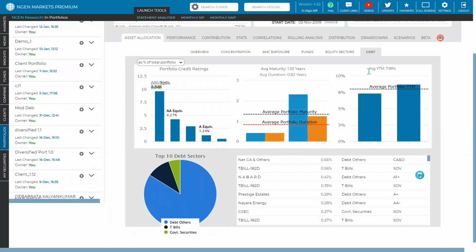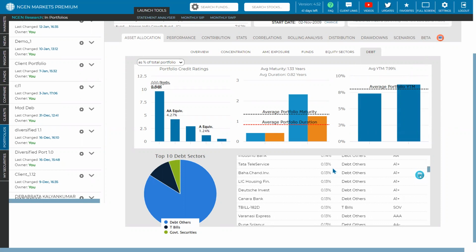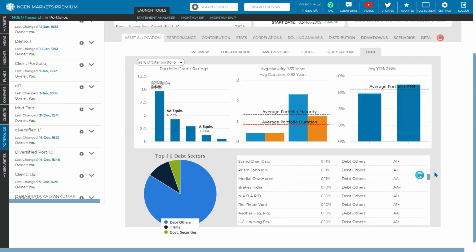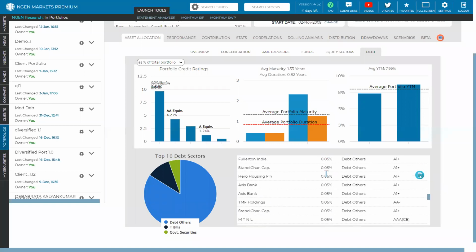Similarly, you can see the average YTM of the entire portfolio based on the two funds which you are currently holding. If, hypothetically, you have added a couple more funds on the debt side, you would see more data sets contributing towards the average YTM of the entire portfolio. And you can also see all these data sets, which are all the debt securities exposed through these mutual funds, downloadable in an Excel CSV format. So you can download these all in one single go.